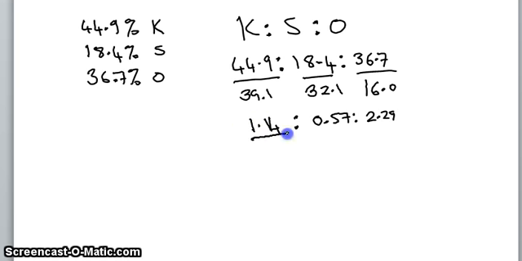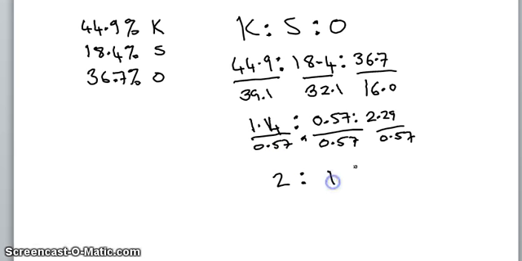Right, as these aren't whole number ratios or easy to ascertain, what we do is we divide each number by the lowest. So we divide each of those numbers by 0.57, which will give us the ratio of 2 to 1 to 4. Therefore our empirical formula is K2SO4.